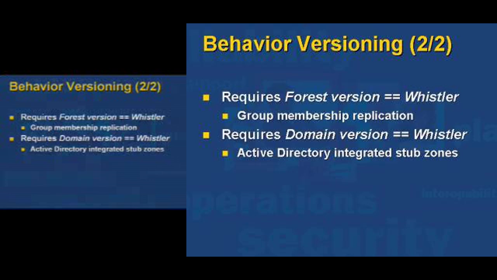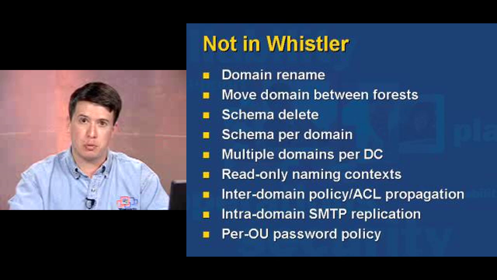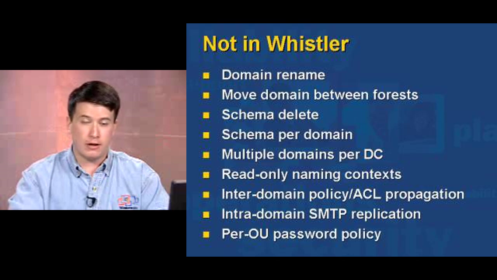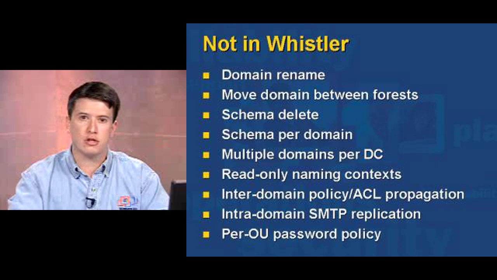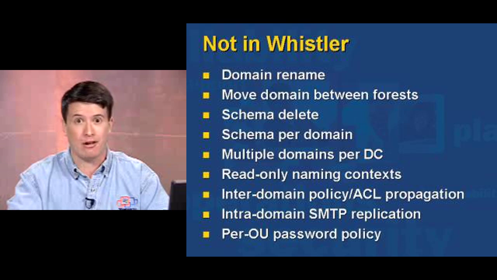So what does this mean for Whistler? We've identified two features so far. This list may not be exhaustive at this point. Two features that we're going to require Whistler mode. In the forest, linked valued replication, or the group membership replication improvements, is going to require Whistler native mode in the forest. You'll have to upgrade all of the domain controllers. And the reason why we need to enforce this and can't enforce it within a domain only is group membership, particularly universal group membership, is replicated between domain controllers in different domains through the global catalog. So we need to preserve the format, and we need to do that between domains as well as within a given domain.